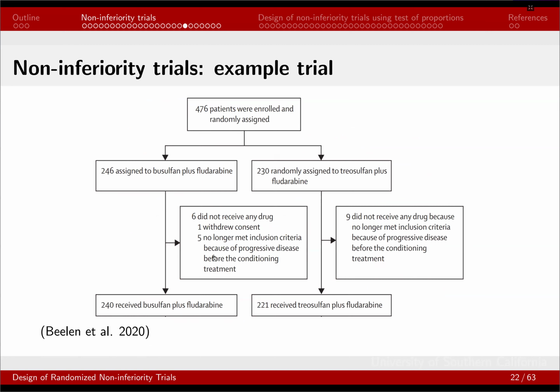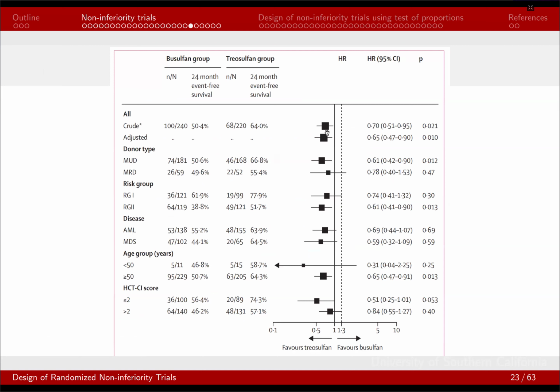Using the patients randomized prior to the second interim analysis, the study team compared the outcomes of the 2 treatment arms, the experimental arm treosulfan and the busulfan standard treatment arm. They built a confidence interval for the hazard ratio of the treosulfan group versus the busulfan group and compared the confidence interval to the pre-specified hazard ratio margin of 1.3. Because the confidence interval lies below the hazard ratio margin, the study demonstrated non-inferiority of the experimental arm treosulfan.